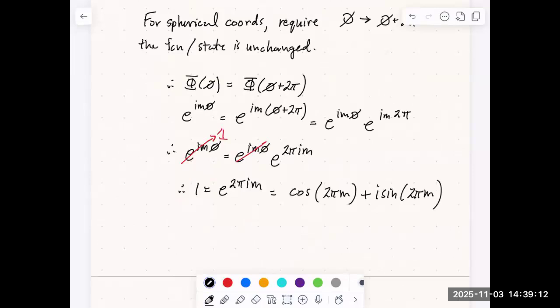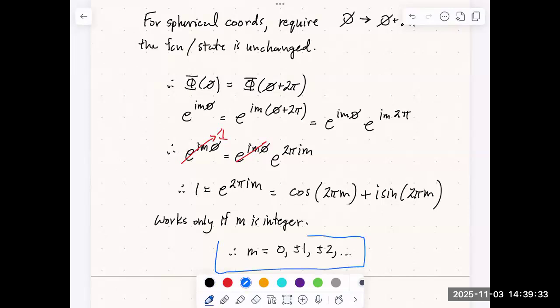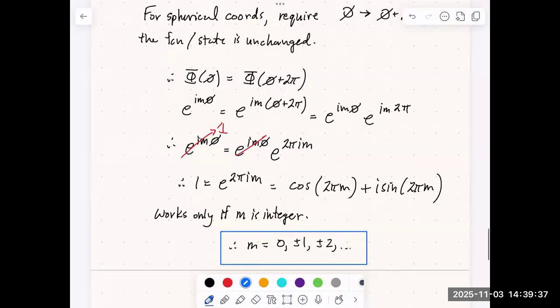So this works only if m is an integer. Okay, so m could be 0 or plus or minus 1, plus or minus 2, and so on. Okay, so that's what we know so far.